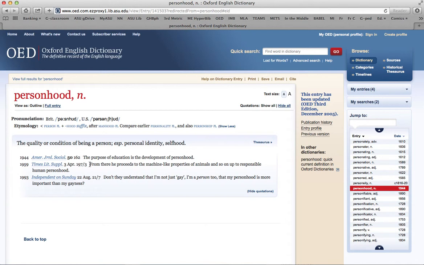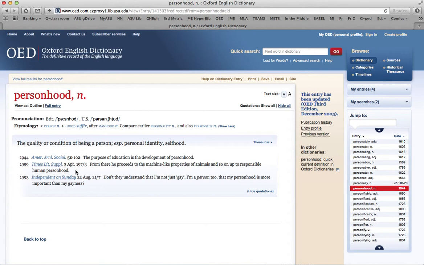So this example sentence, from there he proceeds to the machine-like properties of animals and so on up to responsible human personhood. Okay, so that's interesting. And so in this case, you can think about that phrase, responsible human personhood. So again, maybe a little different than that earlier usage, but generally the same sort of thing, that maybe this idea of personhood involves being a responsible human, so having some kind of nurtured or fostered sense of education or morality or something like that.